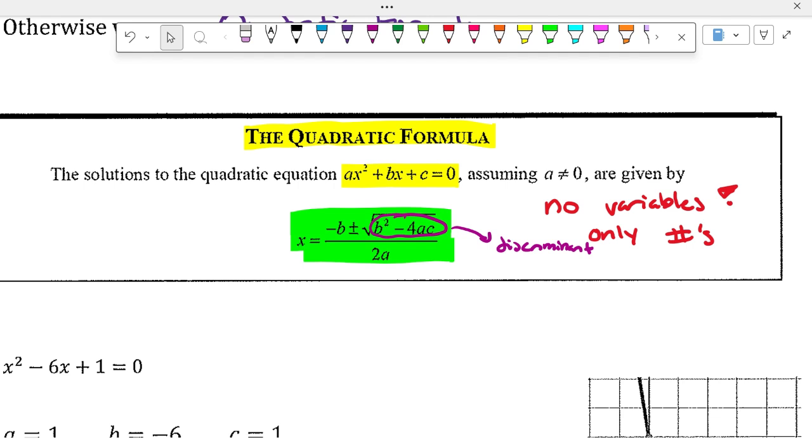Negative b plus or minus the square root of b squared minus 4ac all over 2a equals x. There you go.